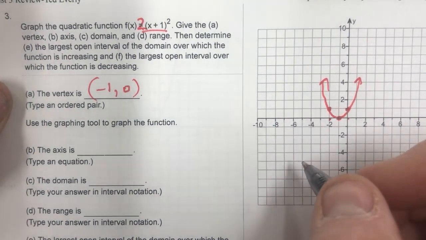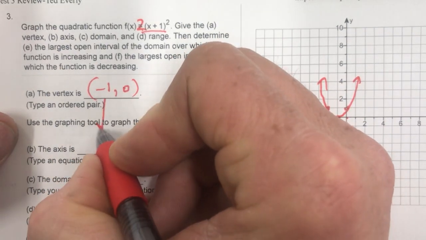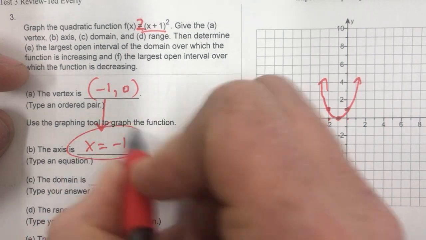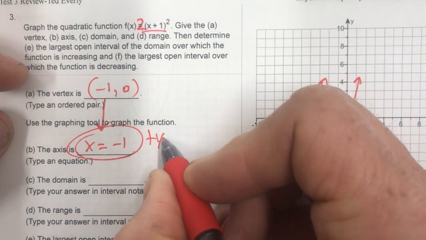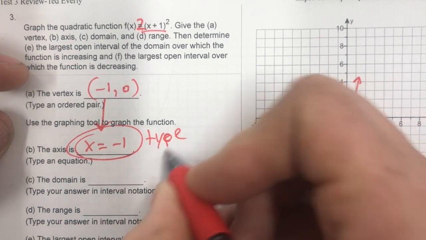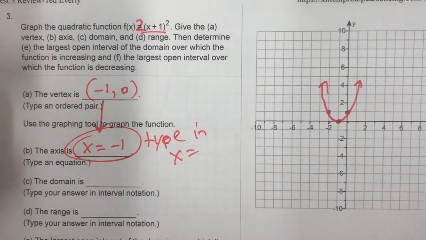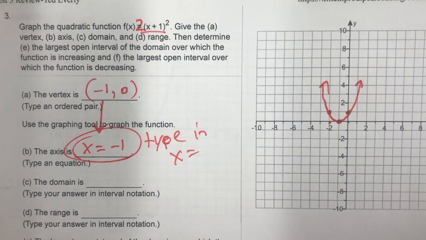All right. Now my axis of symmetry right there, that number always. Now look here, there's no x equals on this one, so you have to type it in. So don't forget, type in the x equals on this. You didn't have to on the first one because it was already there.